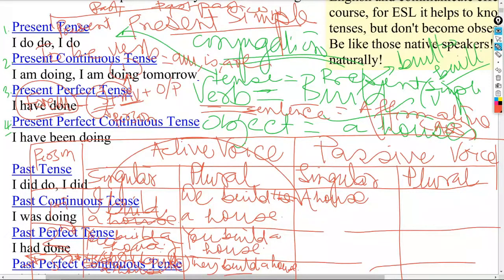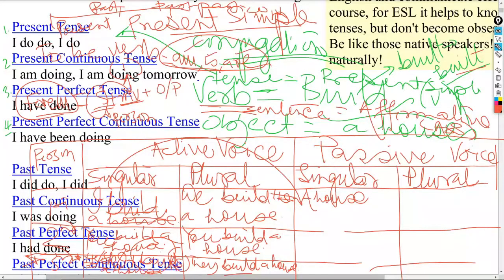Built is the verb. Now when you are going to make the passive form, you will have to use the third form of the verb, that is the PPT. Build, built, built. A house, and before that what will come? A to be verb will be there. How many forms of to be verbs are there? Three forms are there: am, is, are.